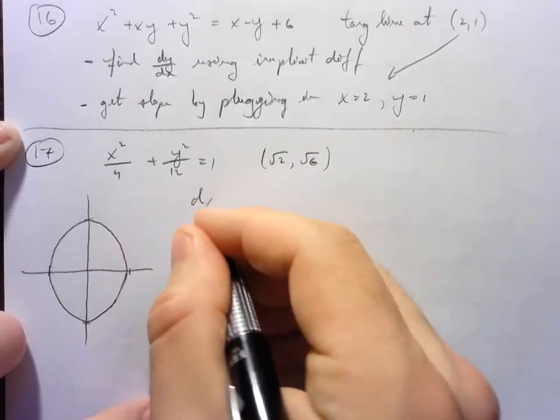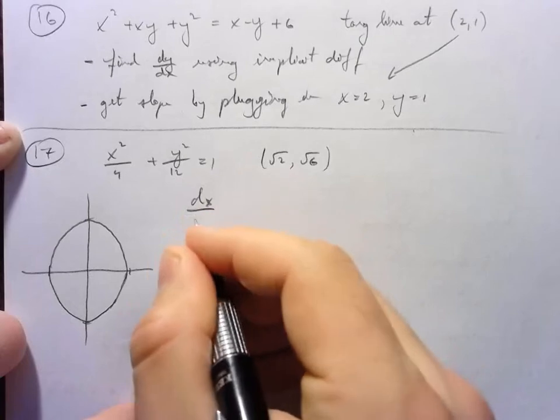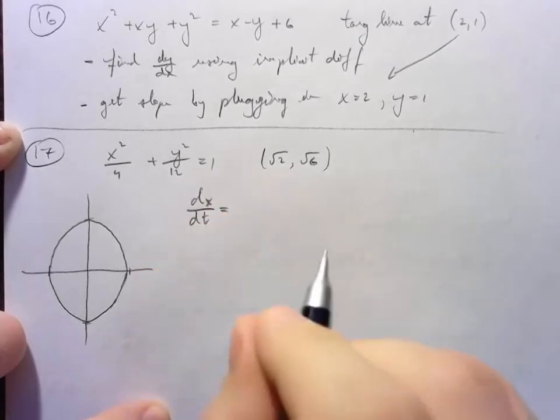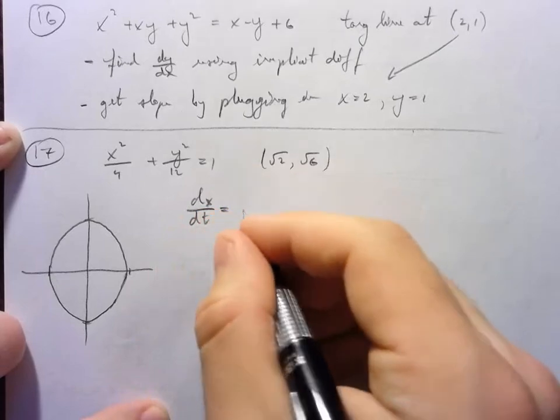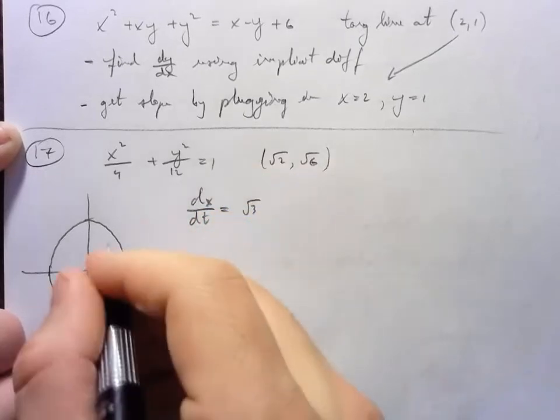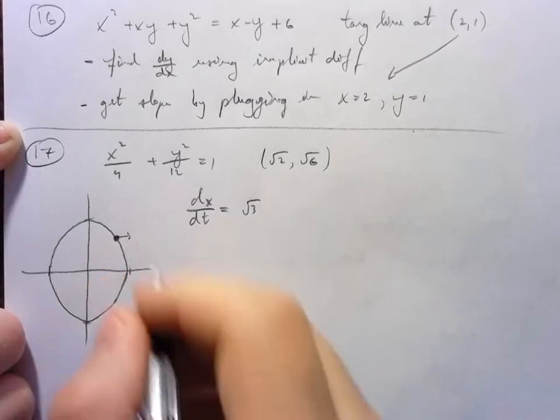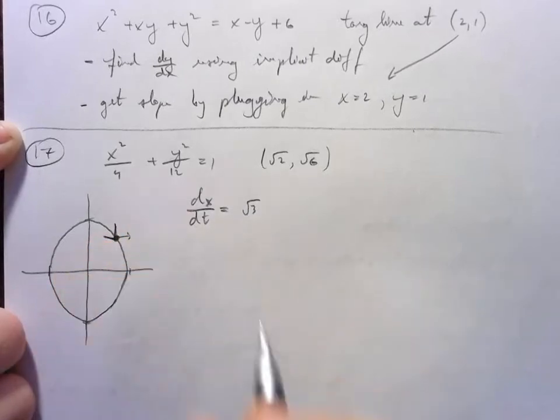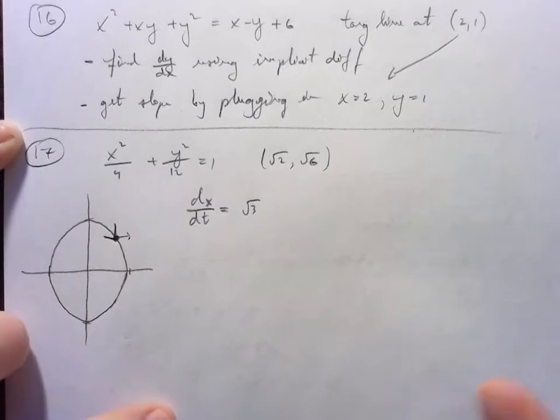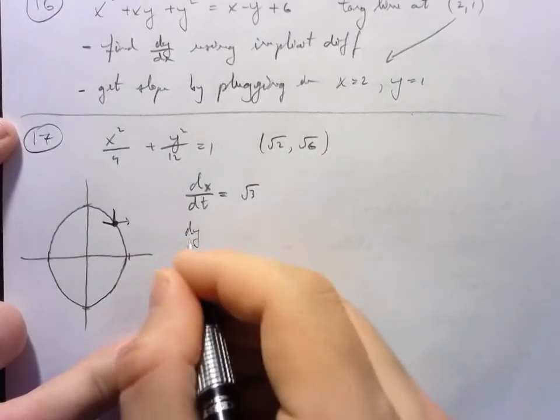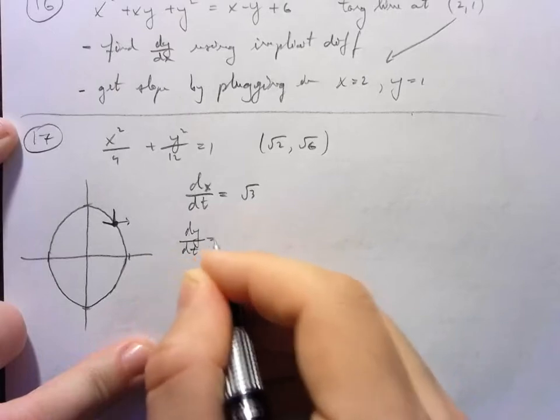So automatically, when I translate that into math, that says that dx/dt, it is going to be with respect to time, because it's a velocity, it's going to be positive root 3. So the point is somewhere here. The velocity in the x direction is like that, which means the point has to move in that direction, like that. So the question is, what is the velocity in the y direction?